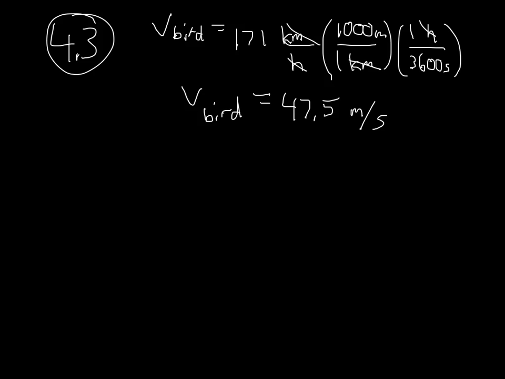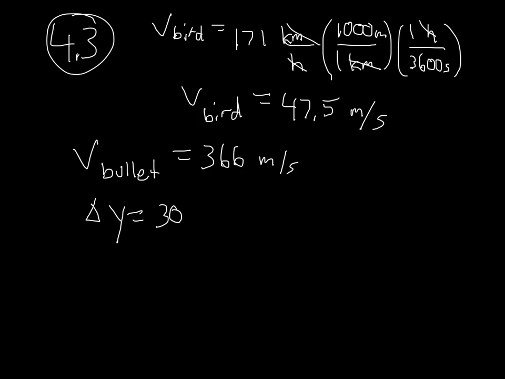I'm also given that the velocity of the bullet is equal to 366 meters per second. And I'm given that there's some vertical height the bird is at. It is 30 meters directly overhead. So those are all the numbers that I'm given, and I'm also told to ignore gravity. So I don't need to worry about g, that's nice. What I need to do is draw a picture.